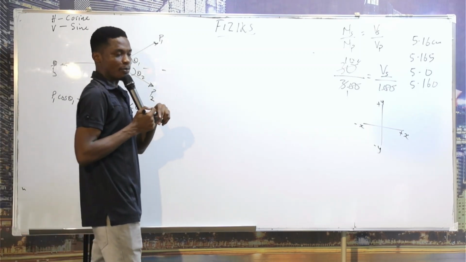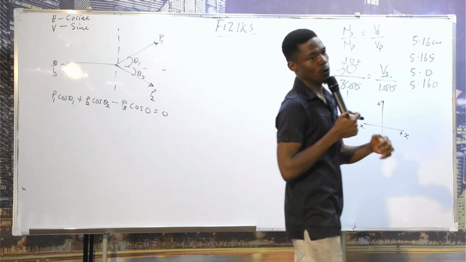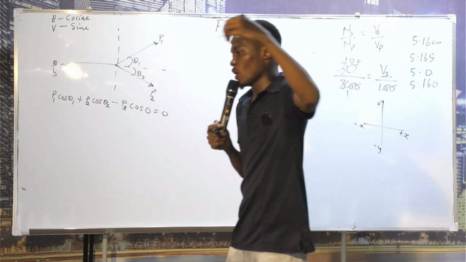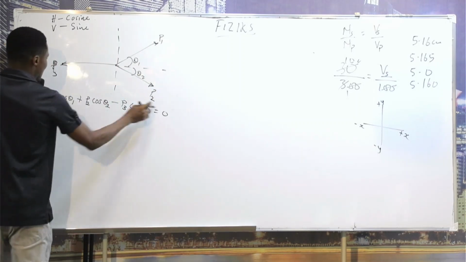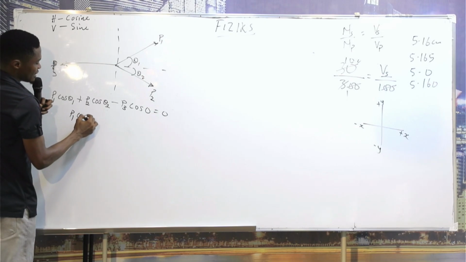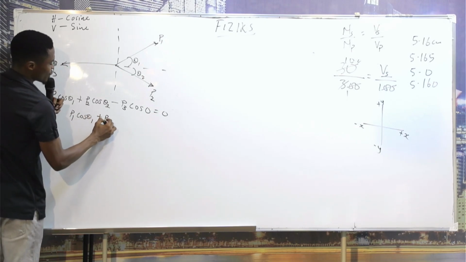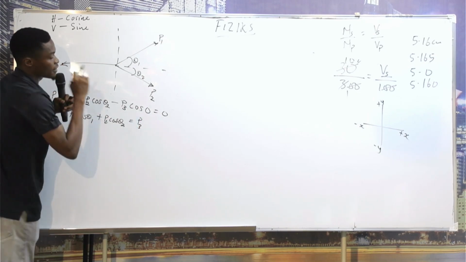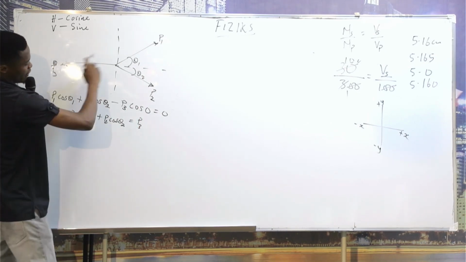And according to the principle of equilibrium, the first principle says that the algebraic sum of forces on the body must be equal to what? Zero. Good. So looking at this, I can move this guy over so that P1 cos theta 1 plus P2 cos theta 2 is equal to P3, because cos 0 is what? 1. So if I move it over, this is what we have.